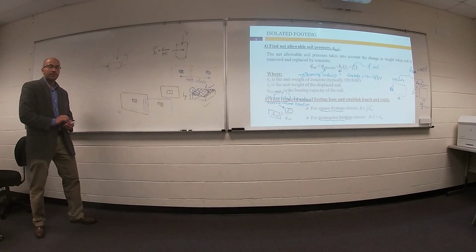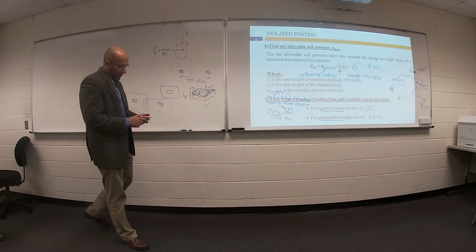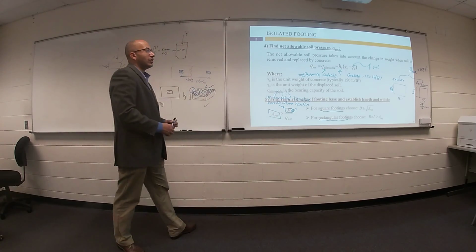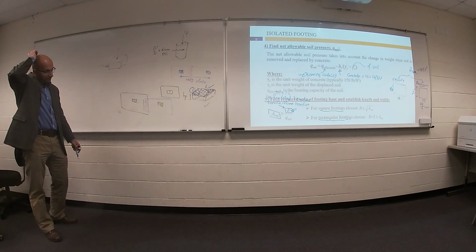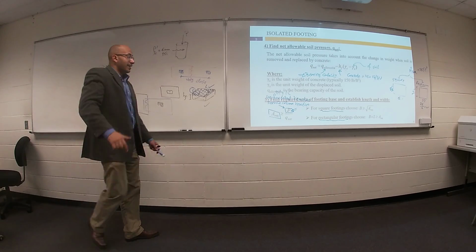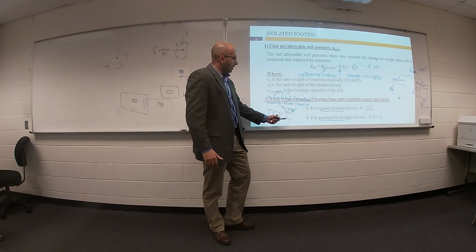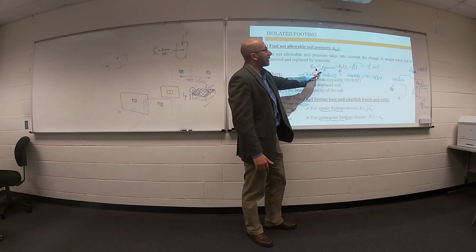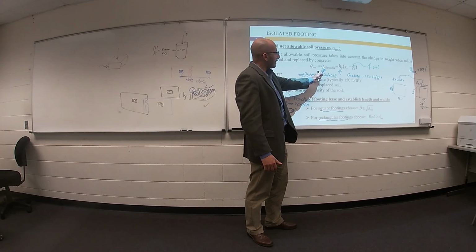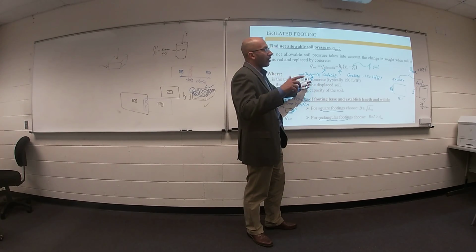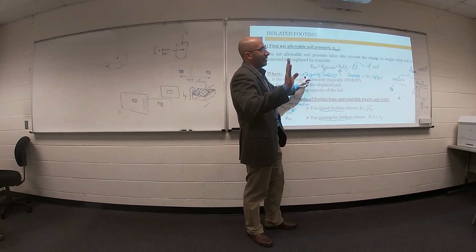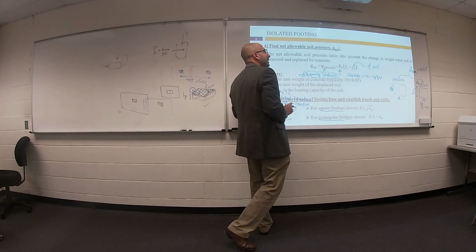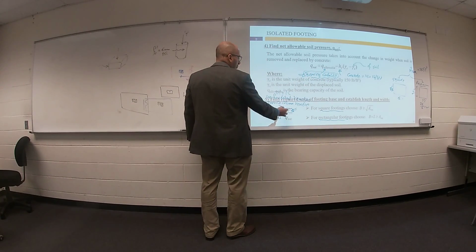Any questions so far? Anybody know why this load is unfactored? What is the factor of safety? Why didn't I put a factor of safety here? Because this will be divided by q net. q net is related to bearing capacity, and the bearing capacity from soil boring comes without any factor. So I have to put P without any factor.